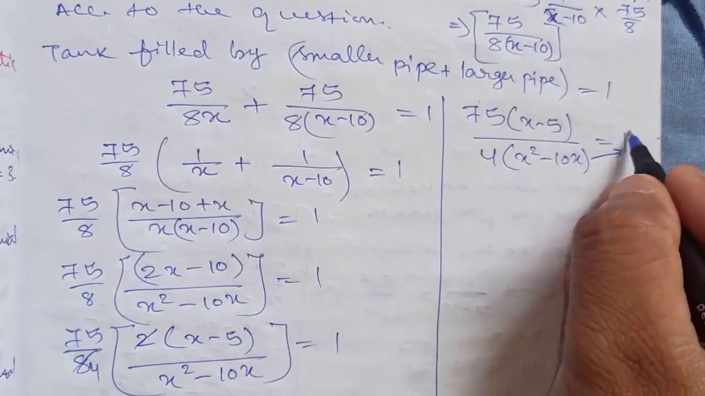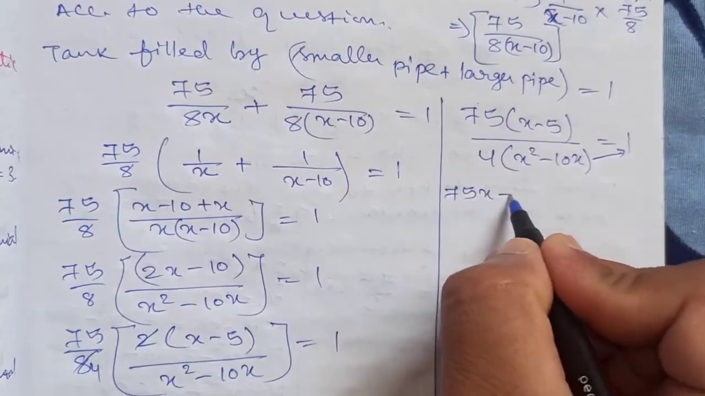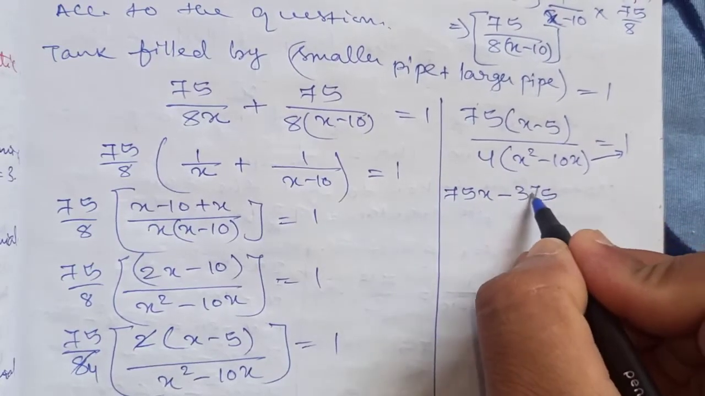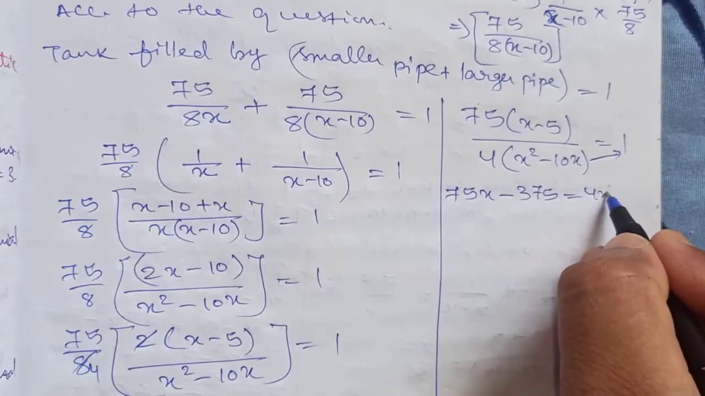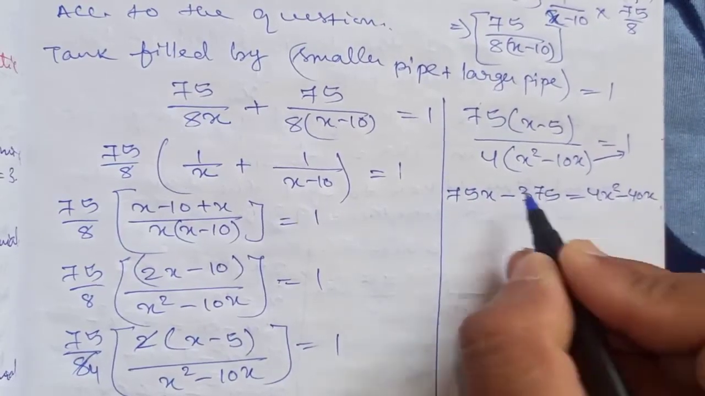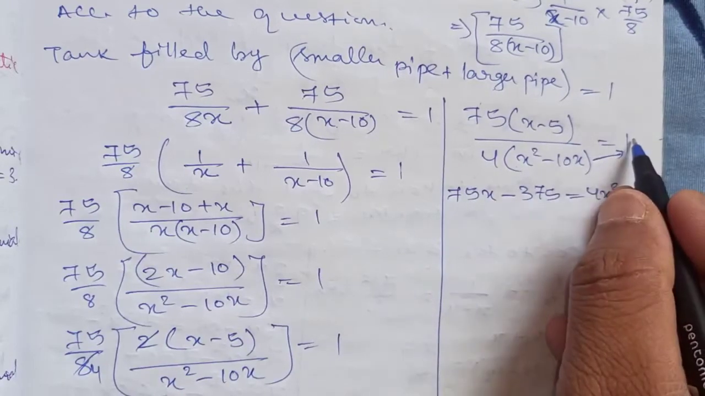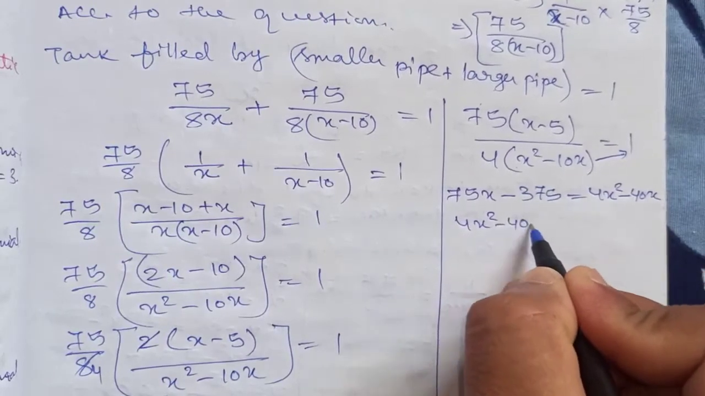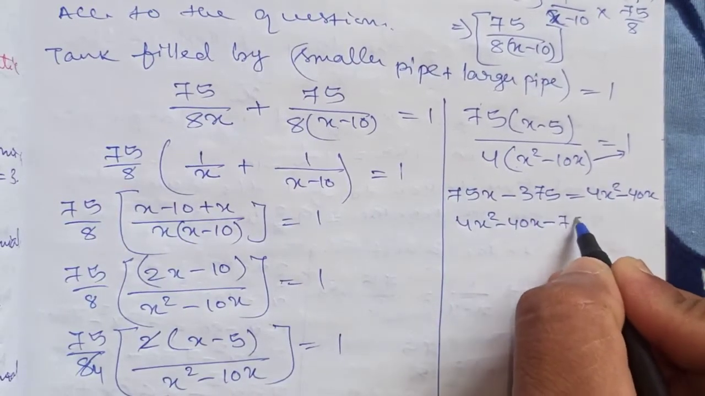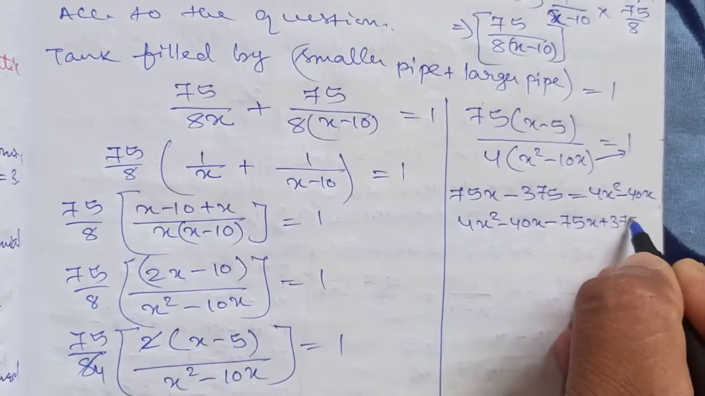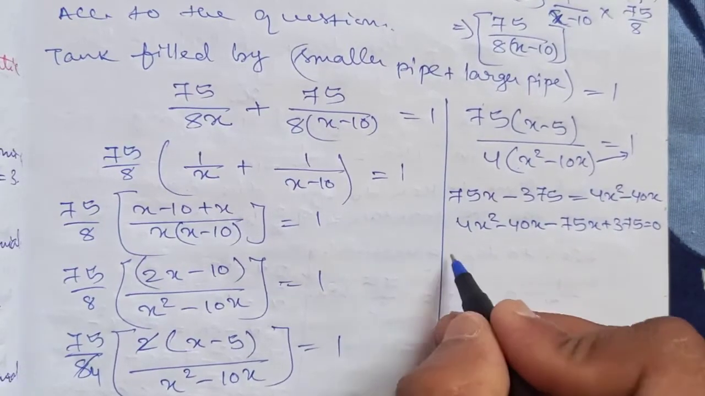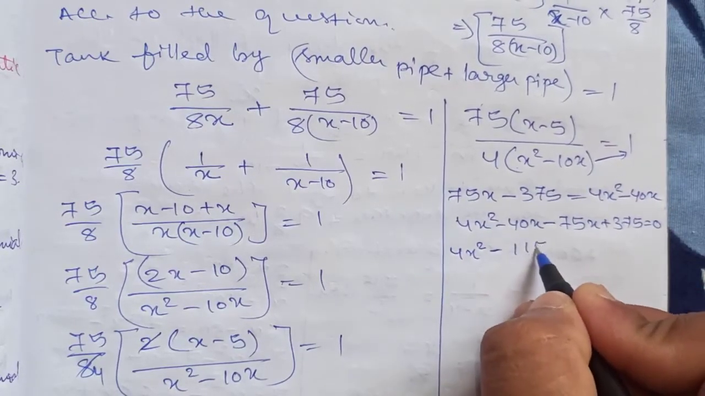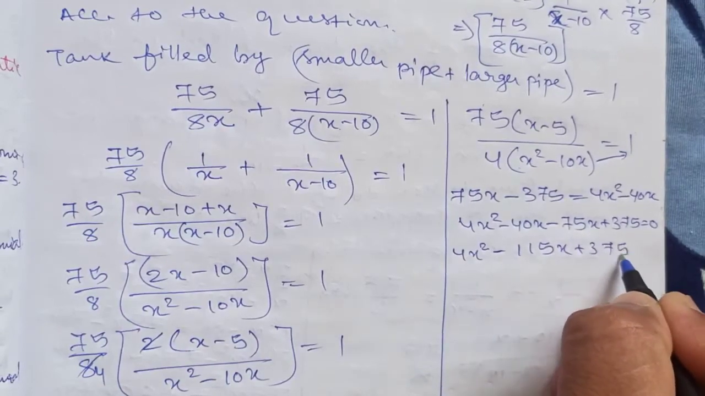Okay, now multiply: 75 into x minus 5 by 4 into x square minus 10x equals 1. Shift this whole term to this side. So you will get 75x minus 375 equals 4x square minus 40x. Okay, 4x square minus 40x. Take both the terms this side. Now bring everything this side. We will get 4x square minus 40x minus 75x plus 375 equals 0. Okay, now 4x square, add these, we will get 115x plus 375 equals 0.